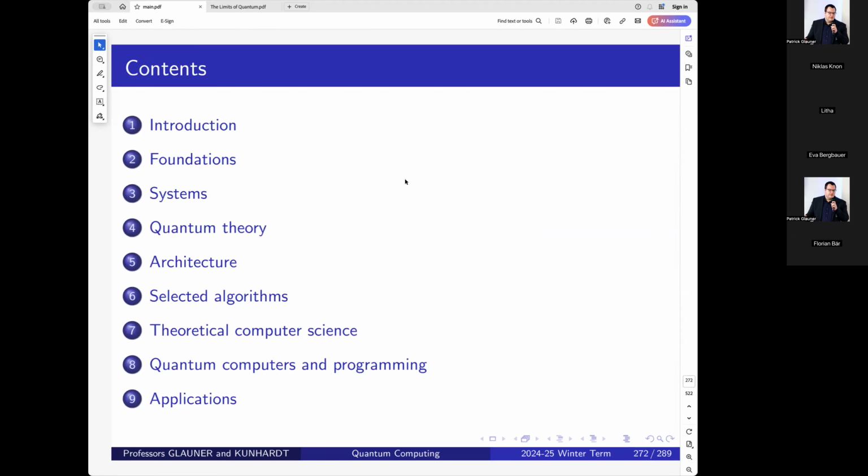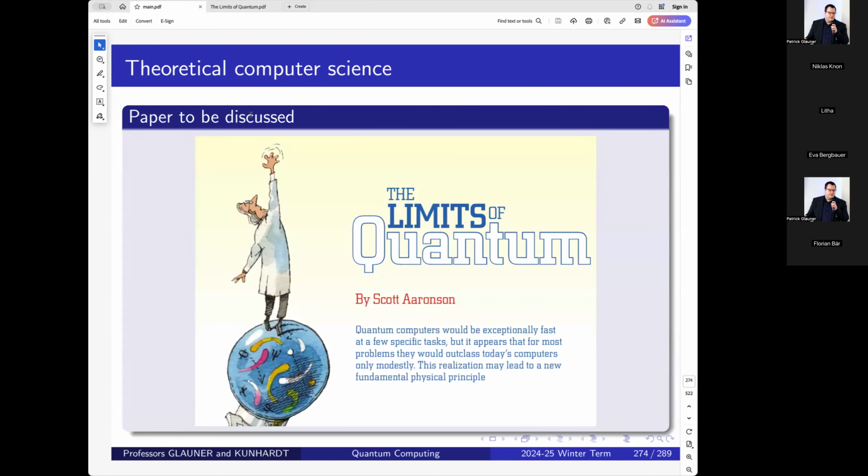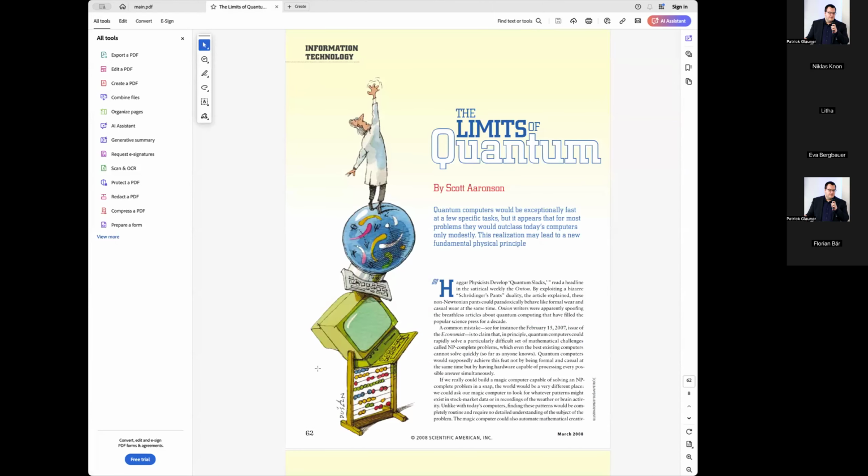And we'll now come to the theoretical computer science chapter for today. We'll be talking about the limits of quantum computing. We'll look at complexity classes. And since there is an essay that prepares this super well, which is this one here from Scott Aaronson, I didn't have to create lots of slides on this because it is explained so well in this essay.